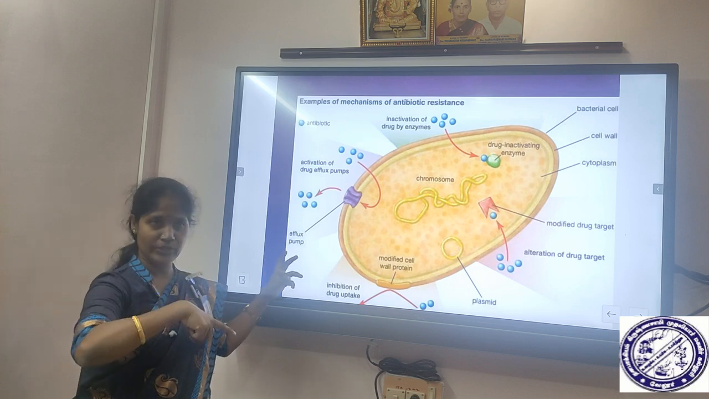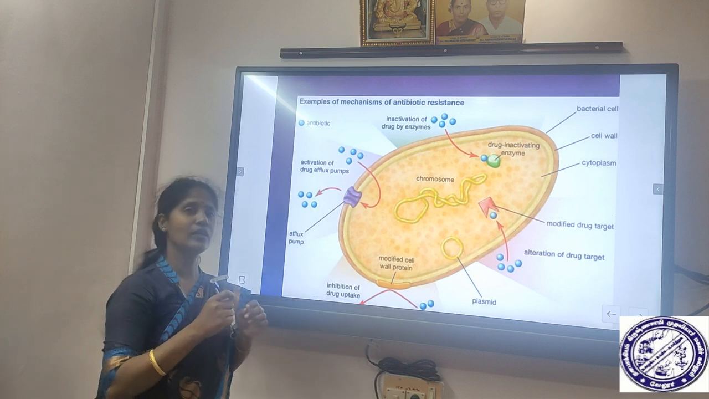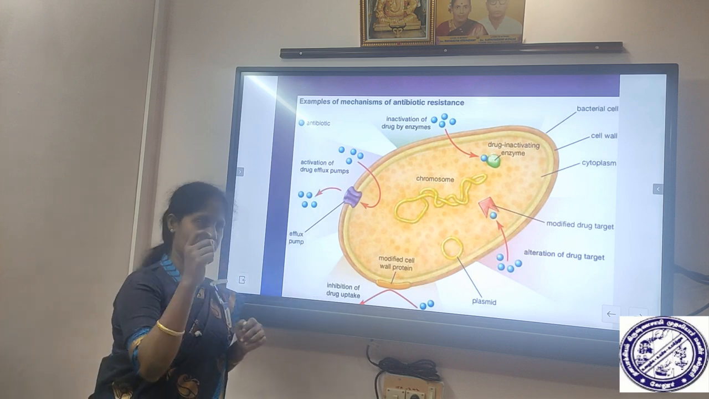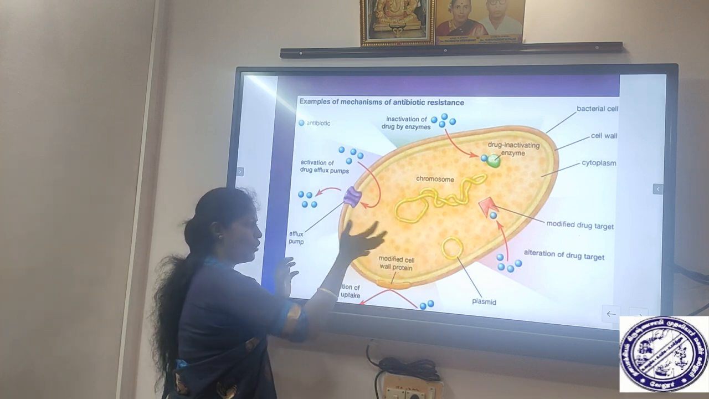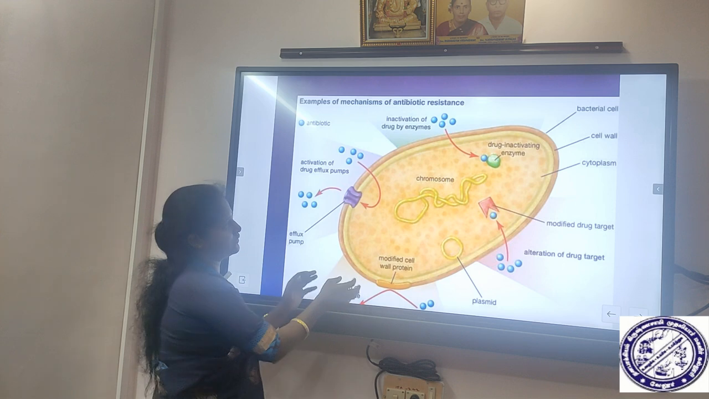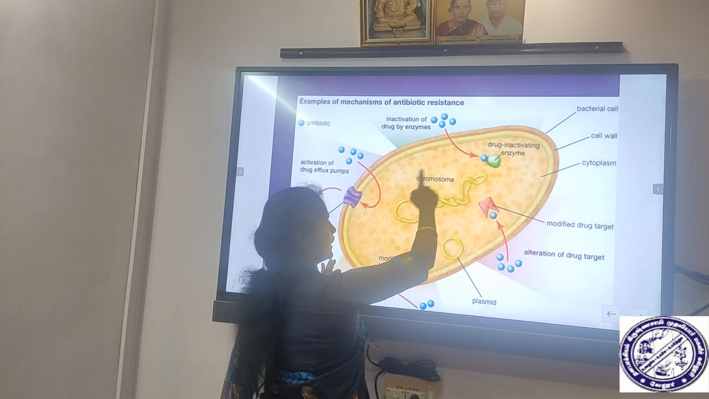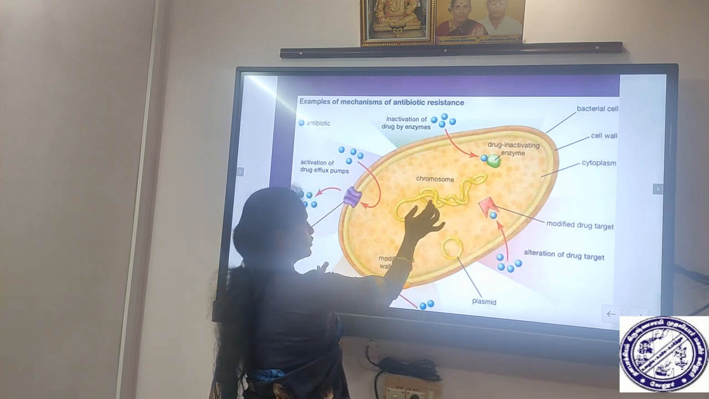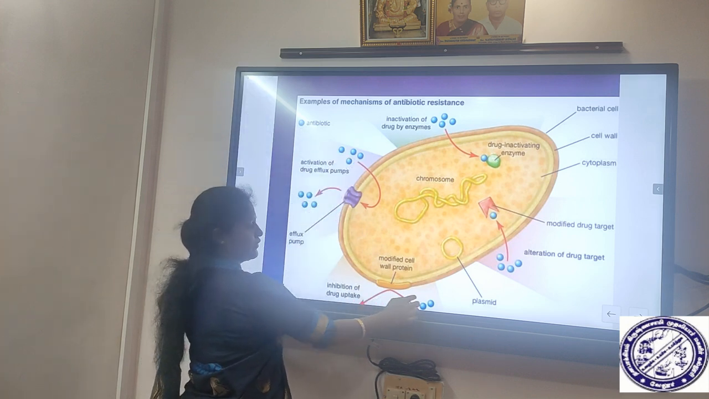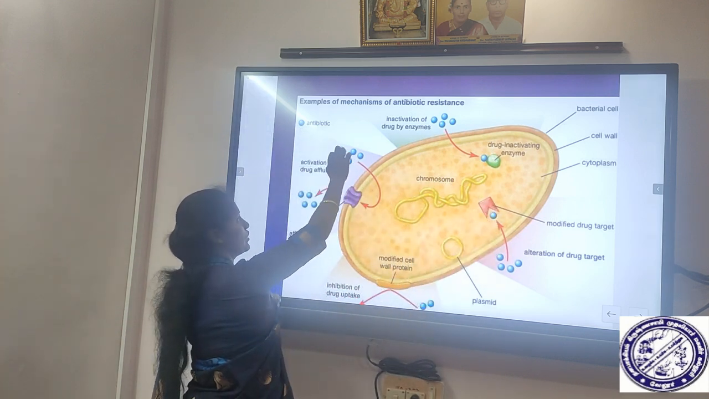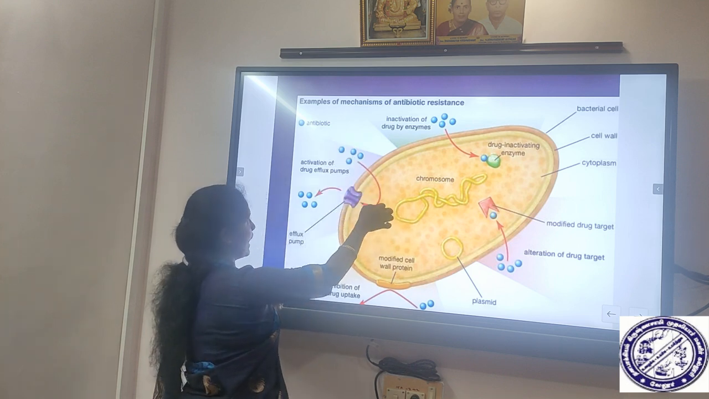In the biochemical mechanism, I told you about inactivation or modification of enzyme activity, or modifying the antibiotic binding site, everything. So this picture represents all the biochemical mechanisms altogether. It's very good. This is a bacterial cell, the yellow color. This is the main chromosome. Here, what is happening? The blue color indicates antibiotics, which enter inside the bacterial cell.